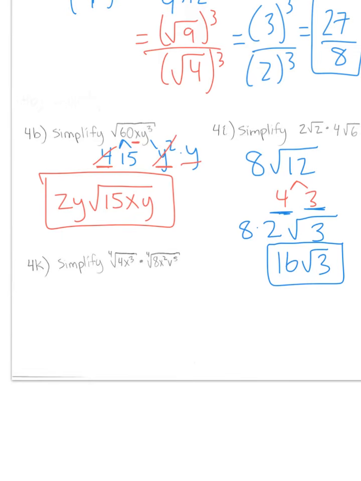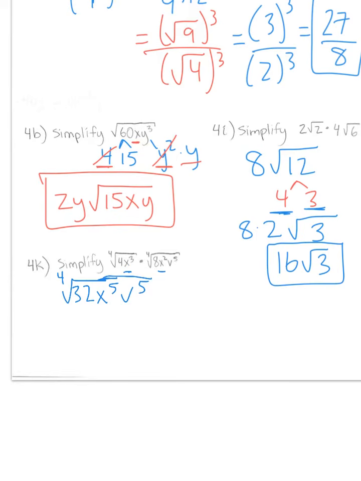So here's what we're going to do. I'm going to go ahead and multiply first. So I'm going to get the fourth root of 4 times 8, which is 32. X cubed times x squared gives me x to the 5th. Extend my radical, and then I have a v to the 5th. Okay? So I'm going to break this up.